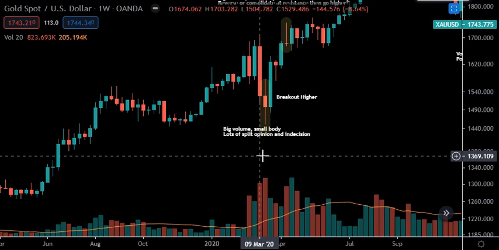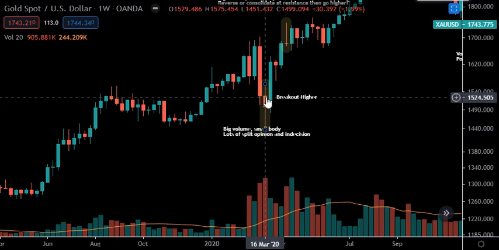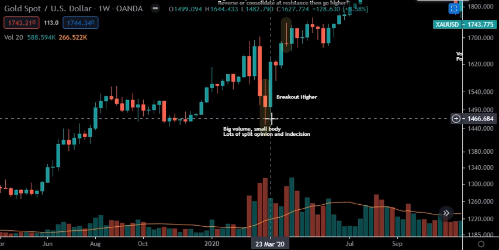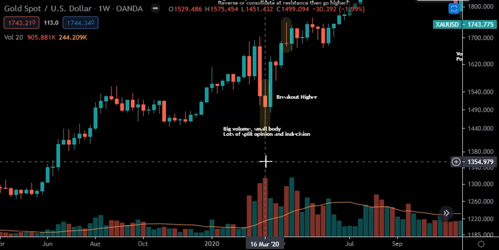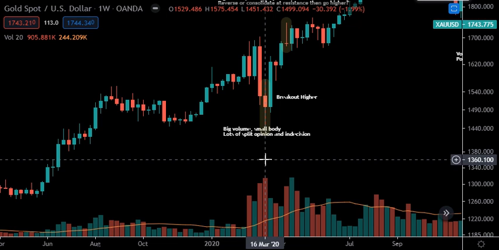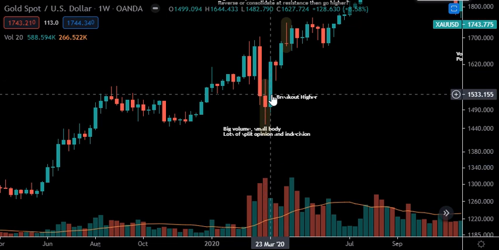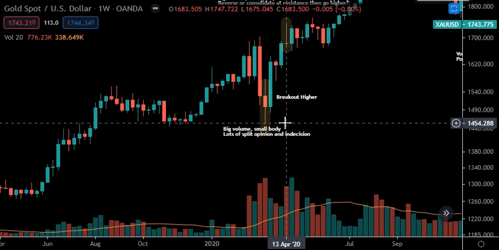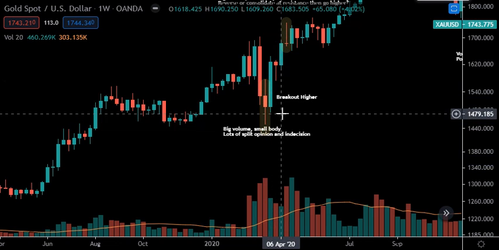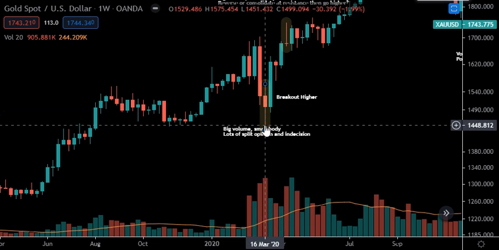And we're looking at the gold here back in March of last year, where this volume spike resulted in a small body candle. Big volume, small body, lots of split opinion and decisions, lots of sellers coming in here from above 1500, lots of buyers coming in from below 1500. They're meeting in the middle here.